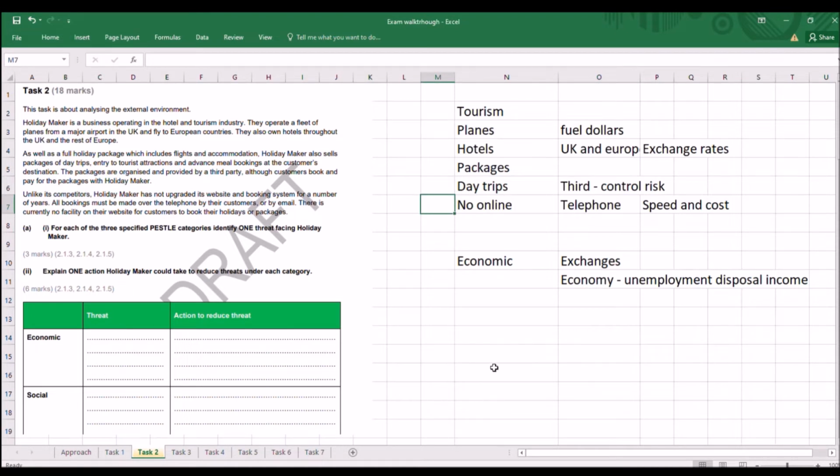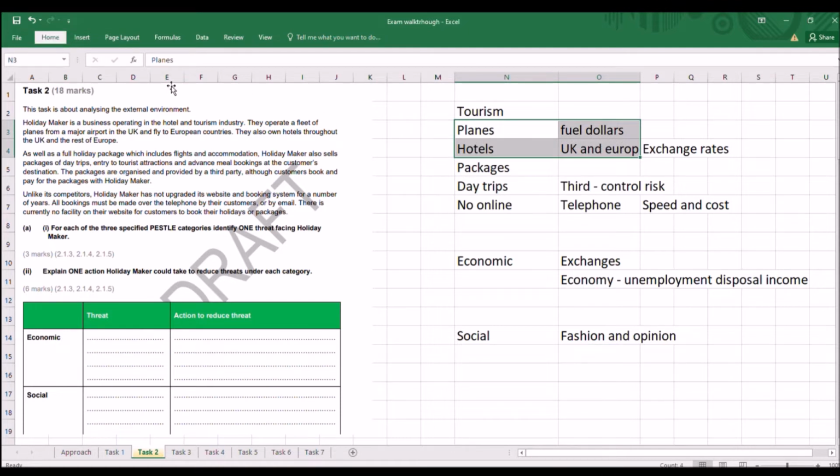Right, social. So social is basically fashion and opinion. Things could change on the social front that people don't want. We've got a full holiday package that we're selling here, and let's go through and see that we've ticked off our exchange rates. Social: we've got two risks here. We have package holidays, and people might say, actually, I want to buy my flight and my accommodation separately. So that would be one possibility of a risk.